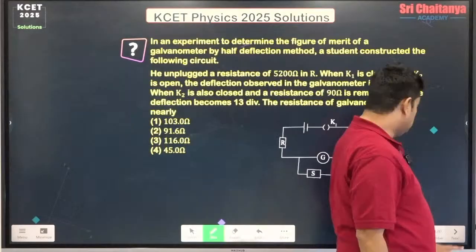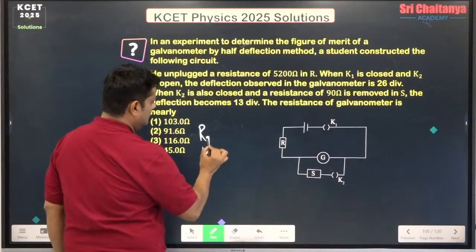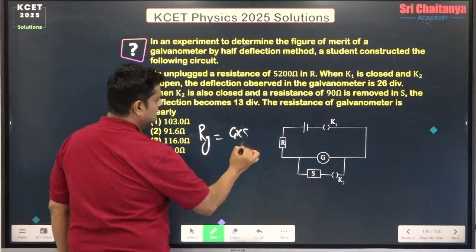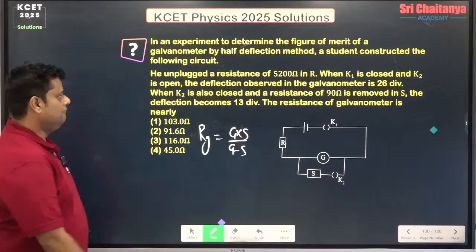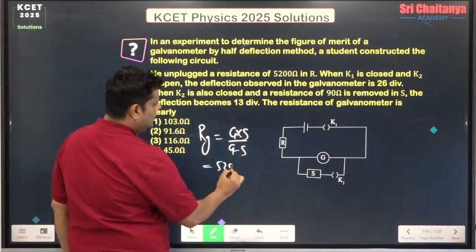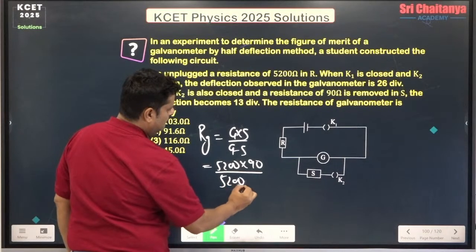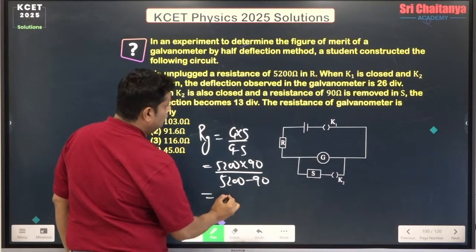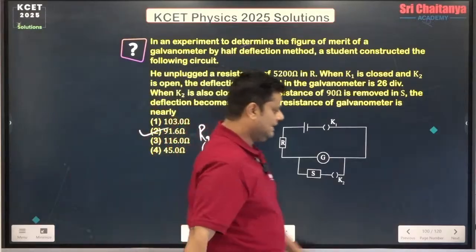And next we also have this question. The galvanometer resistance is G into S upon G minus S. You should remember this formula. What is G? It is 5200, S is 90, so 5200 into 90 upon 5200 minus 90. It comes out to be approximately 91.6 ohm, which is the correct answer.